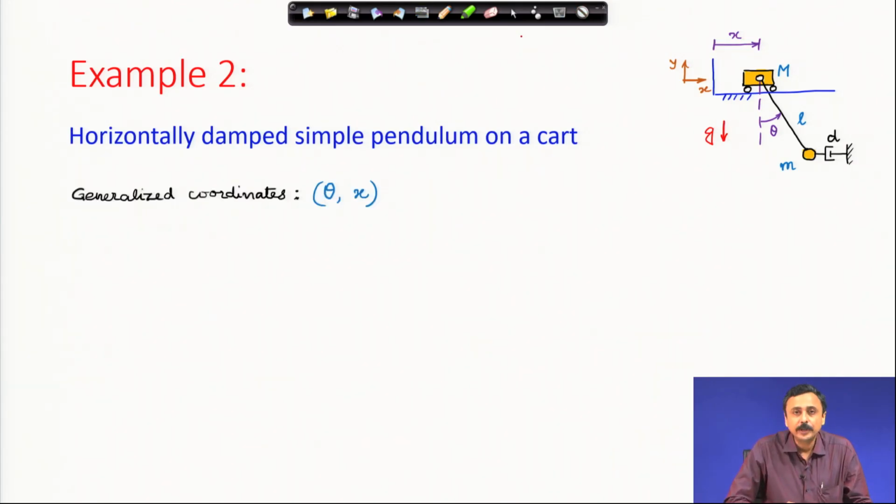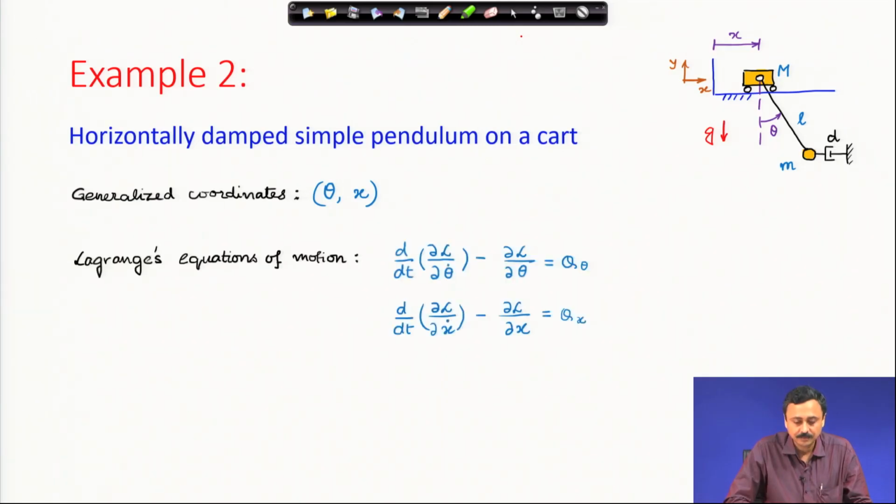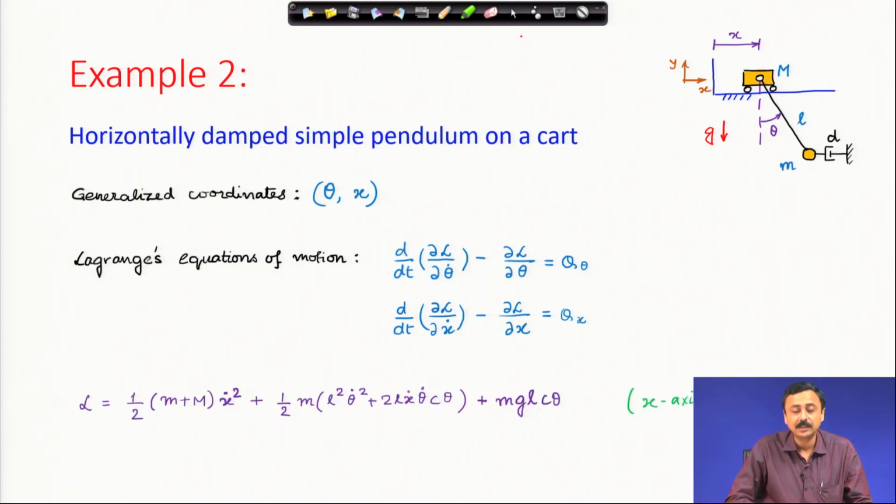Now, the generalized coordinates, in this case, are x and theta. Therefore, we have two Lagrange's equations of motion. On the right hand side of the two equations, we have the corresponding generalized forces, which I represent as capital Q theta and capital Q x. The left hand side is completely known, we have discussed this before. This is the Lagrangian, and the x axis shown is the datum.